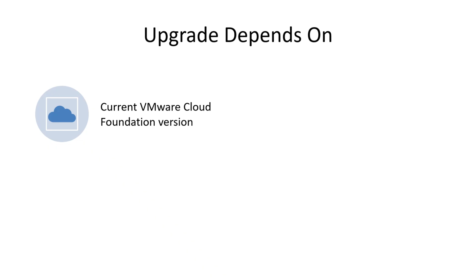Let's take an example. If we are on an older 5.x release, our upgrade path will be different compared to someone who is running the latest 5.x version. Some environments require an intermediate upgrade, some require additional validation, and some need an extra preparation step. So the starting point of the upgrade is very important. So we need to start off with the current VMware Cloud Foundation version details.